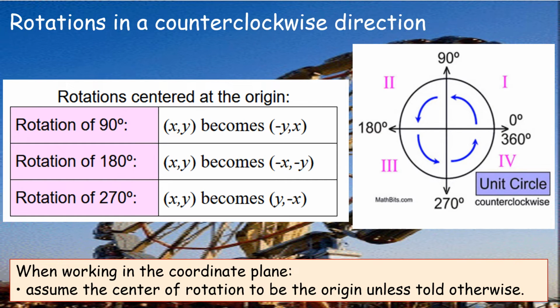So let's move on to rotations in a counterclockwise direction. Rotation of 90 degrees, (x, y) becomes (-y, x). Whereas rotation of 180 degrees is the same as the 180 degrees rotation in clockwise direction. So it becomes the opposite of your x and y, which is (-x, -y). Rotation of 270 degrees, your (x, y) becomes (y, -x). When working in the coordinate plane, assume the center of rotation to be the origin unless told otherwise.